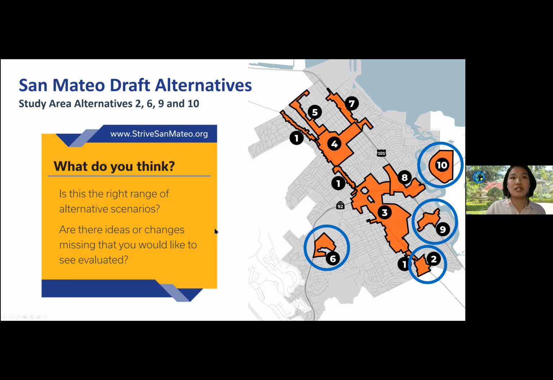The two key questions that we're looking for tonight are: is this the right range of alternative scenarios? And if not, are there any ideas or changes missing that you would like to see? We're not making any decisions on alternatives A, B, or C. We're really looking for input tonight.